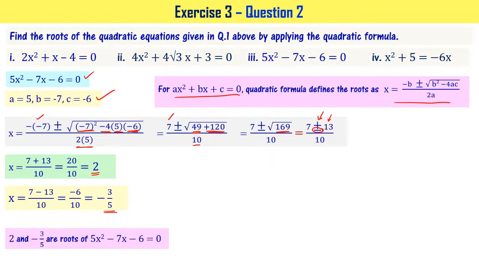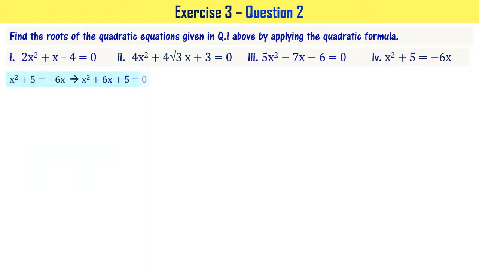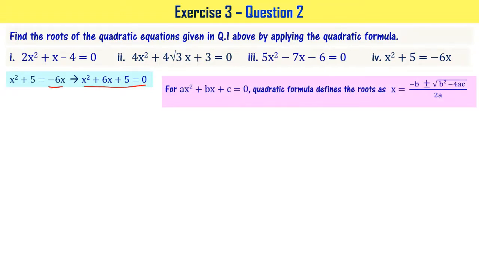Now let's solve the last part of the problem, that is x square plus 5 equal to minus 6x, right? I can take this minus 6x to the other side so that the equation can be written as x square plus 6x plus 5 equal to 0. We want to find the roots of this equation using quadratic formula. For that, first we have to see what are the values of a, b and c, right? When you compare this equation with ax square plus bx plus c, you say a equal to 1, b equal to 6 and c equal to 5, right?